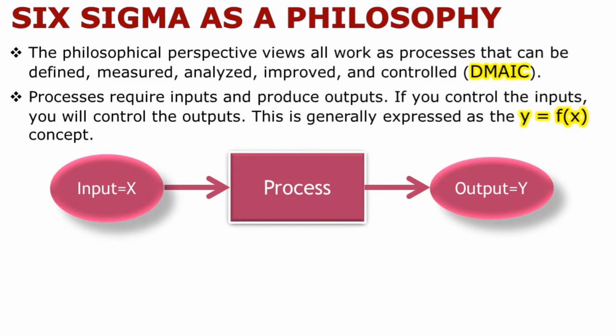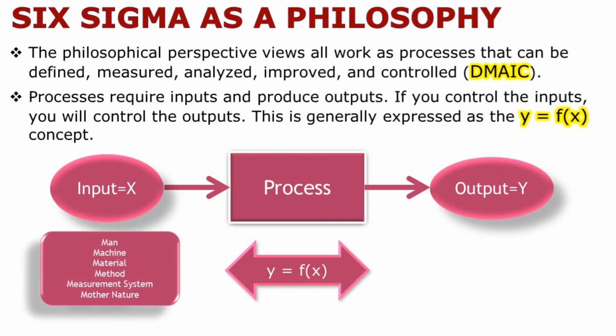This concept is commonly expressed as y is equal to f of x, where y represents the output and x stands for the inputs. So, what are these inputs or x factors? In Six Sigma, we recognize 6 critical inputs that can significantly impact the quality of processes. These are man, machine, material, method, measurement system, and mother nature.